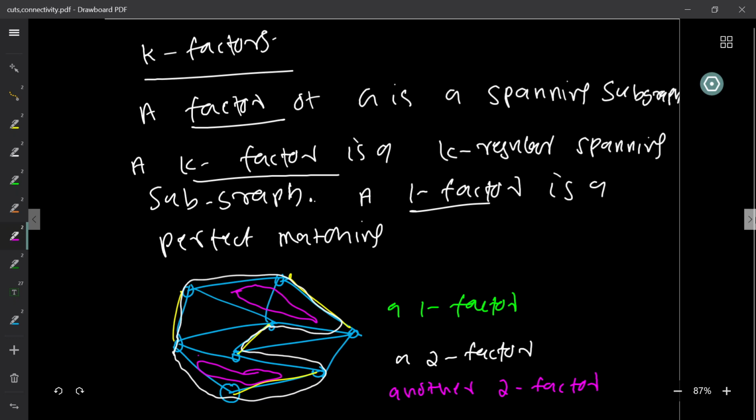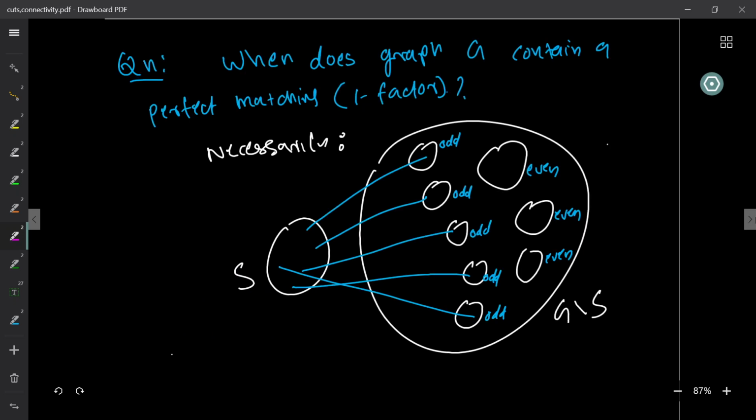Again, we can see some necessary conditions. For example, take the graph that we want and take any subset of the vertices, let us say S, and remove these vertices from the graph. You get a graph on the vertex set G minus S. Now let us say that this graph has several components, and some of the components have even order and some of the components have odd order.